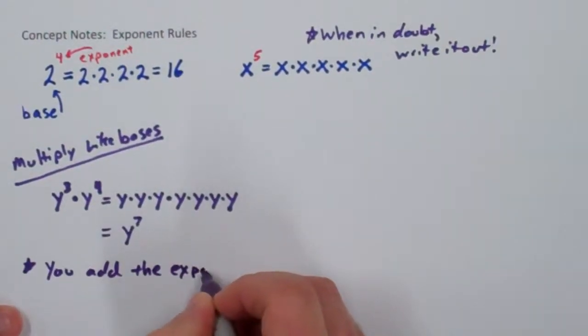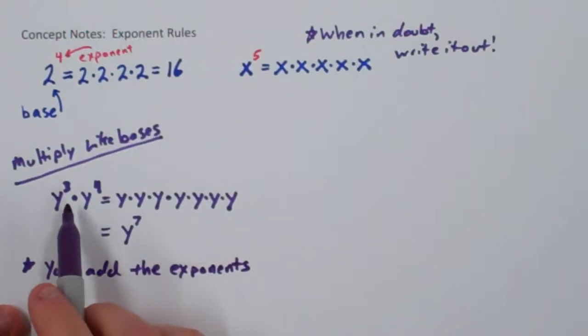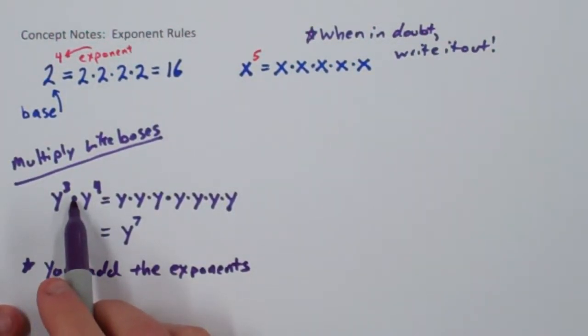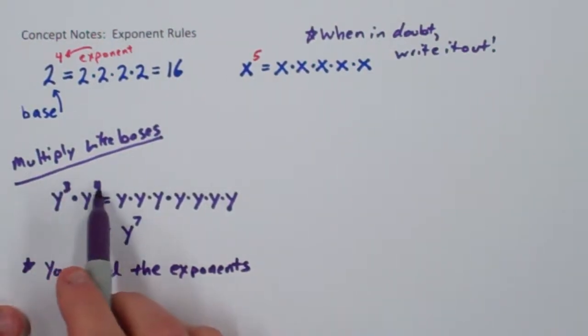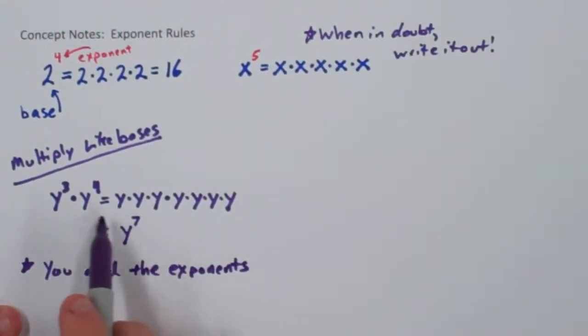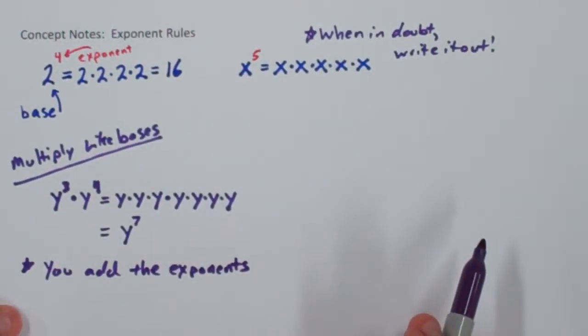That's just the way it works out. It's an often made student mistake and a bad assumption to think that we're multiplying these bases together and that you multiply the exponents. You definitely do not. 7 is not 3 times 4. 3 times 4 is 12. That's not a 12. So it's 3 plus 4, and that's got to be 7.